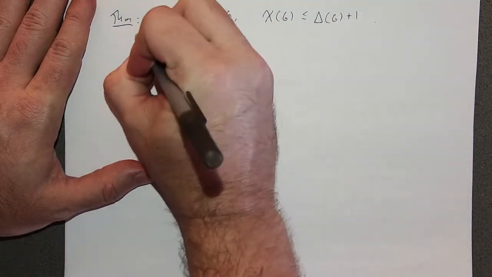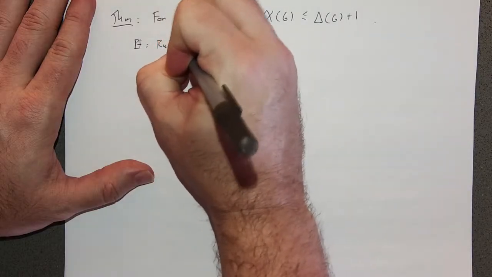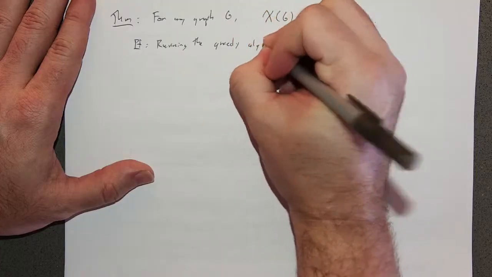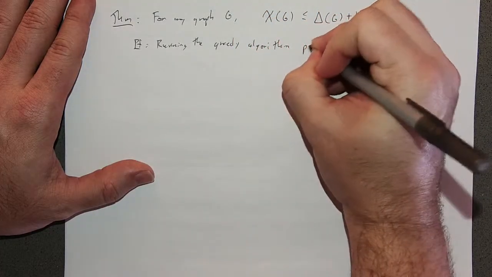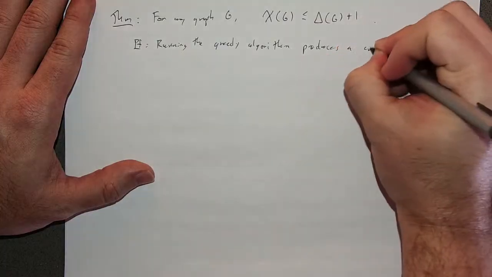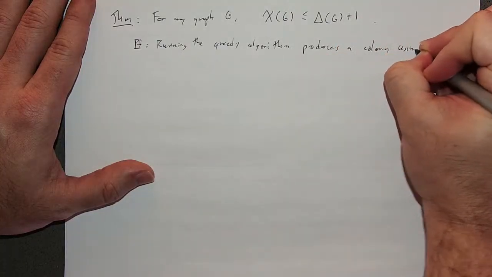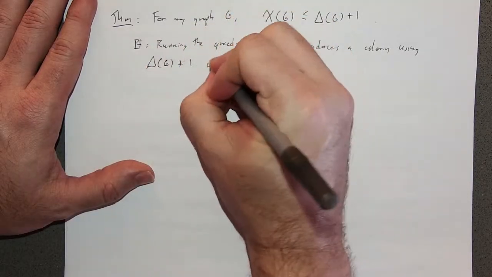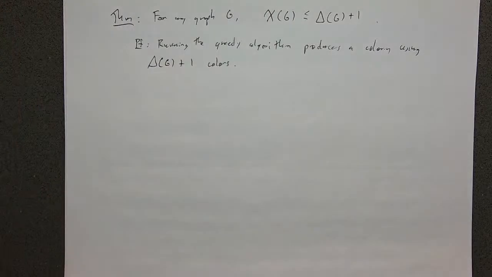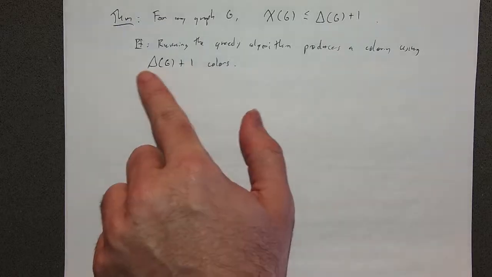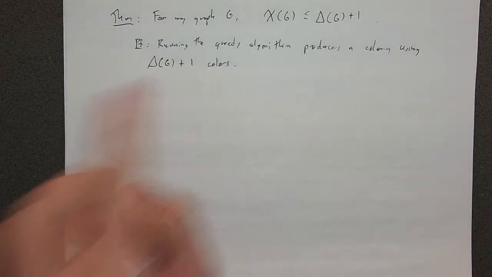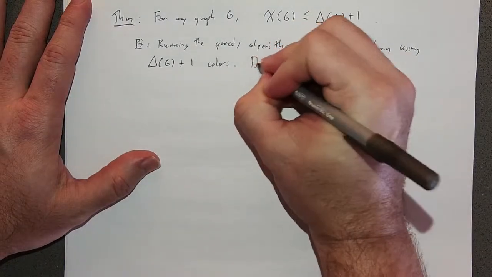And proof, running the greedy algorithm produces a coloring using the maximum degree of G plus 1 colors. This is because every vertex in the graph is adjacent to at most the maximum degree of G other vertices, so the largest color label used is at most the maximum degree plus 1. So that's it.